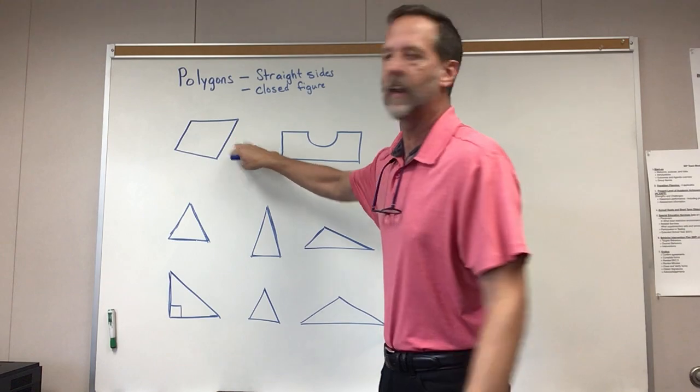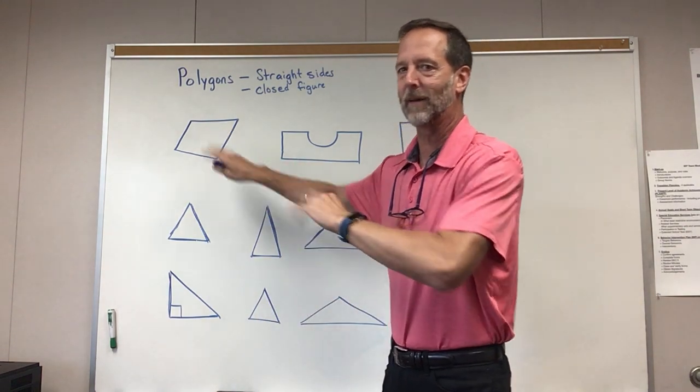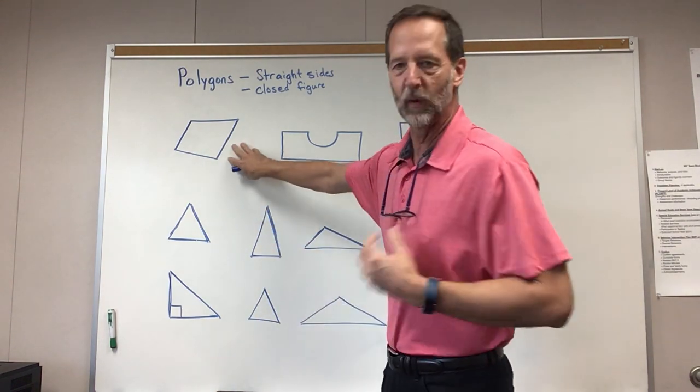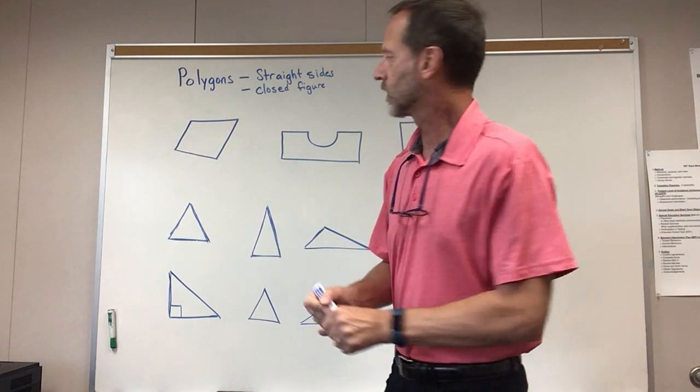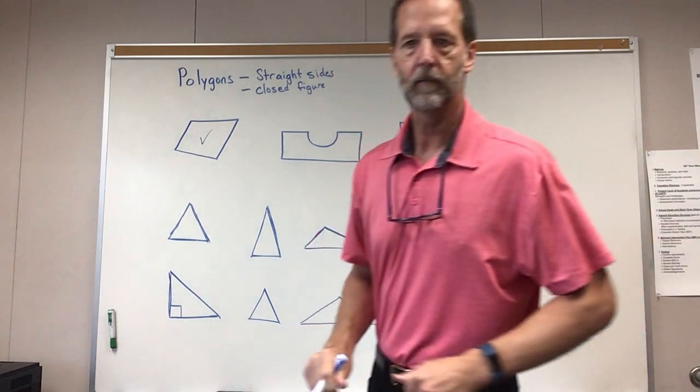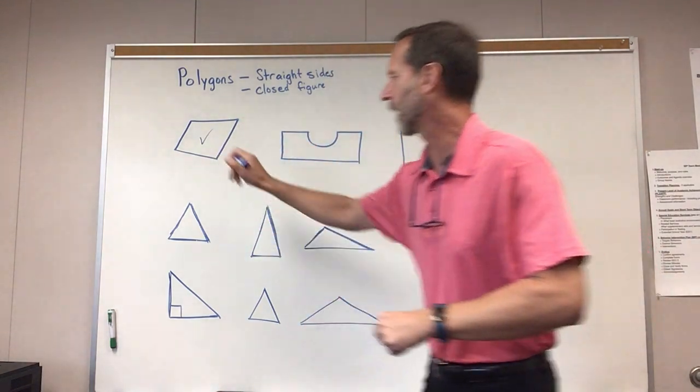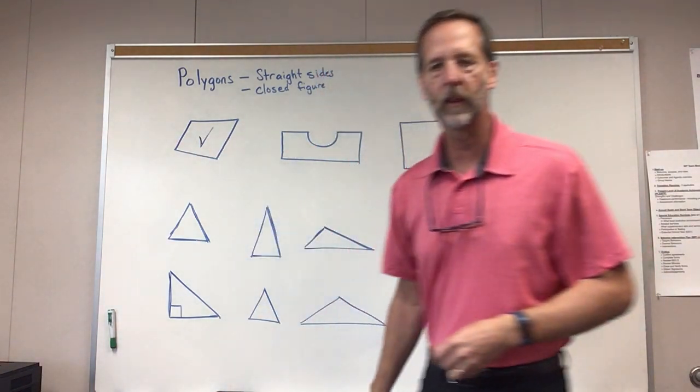So, and again, give me a break because I'm drawing these the best I can. Would this be a polygon? Yeah, the sides are straight and it's closed. So yes, this would be a polygon. Okay, what kind it is, we'll get to that later, but I can put a check mark on that one. That is absolutely a polygon.